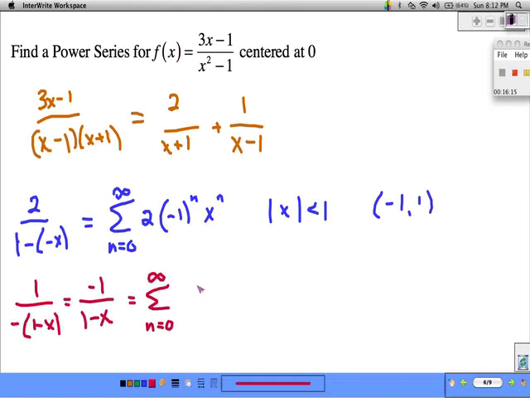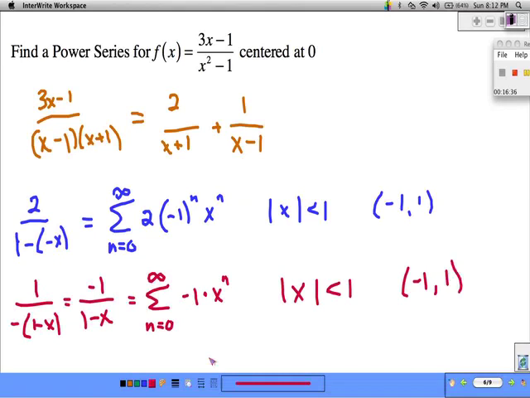And this would be negative 1 times x to the n. And this has a radius. This will converge when the absolute value of x is less than 1, giving us an interval of convergence being negative 1 to 1.